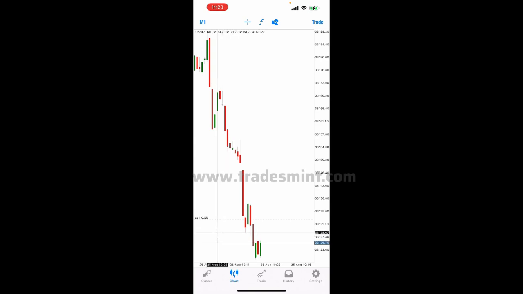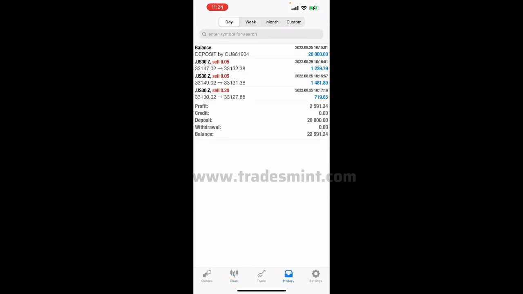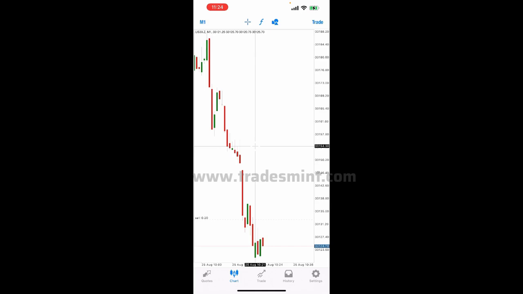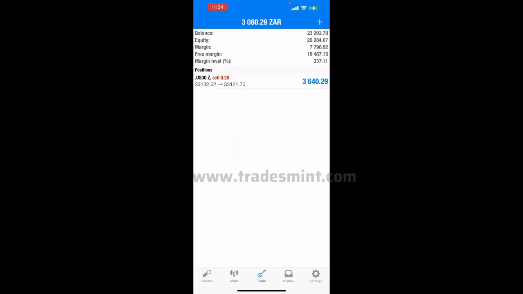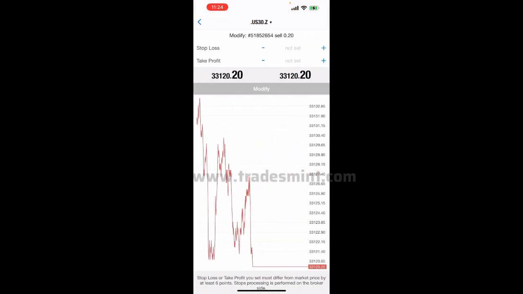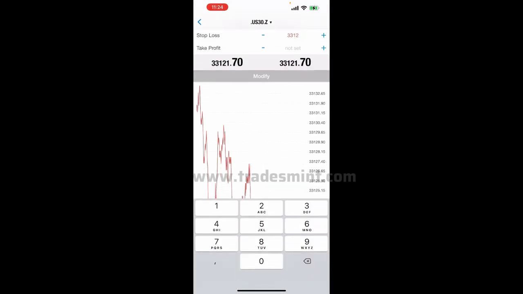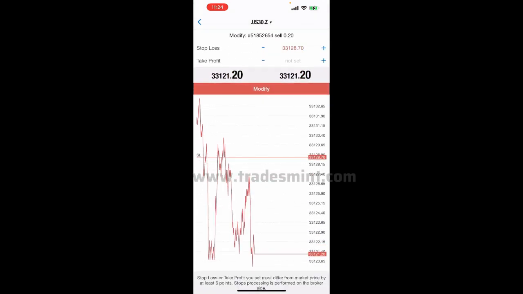I'm just doing this for the demonstration and for you guys to know what I'm talking about. Obviously, the pips are very small. They're very short because I just opened this account now, and I'm doing this for the demonstration for you guys to understand what I was referring to. So there we go. The stop loss below entry, my stop loss point is now going to be 33,128.70. So I then go to modify 128.7.